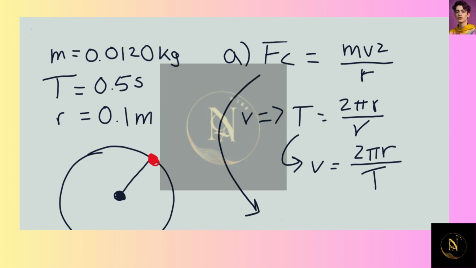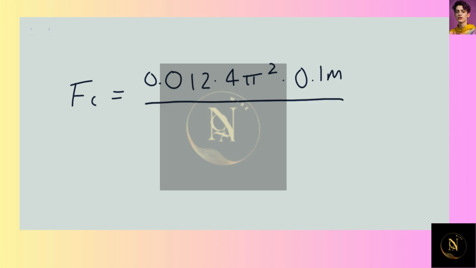Going back to our original equation for force, when we plug in, we find that Fc is equal to 4 pi squared times r over T squared. And these are all quantities that were given. So when we plug in, we get that our centripetal force is equal to 0.012 times 4 pi squared times 0.1 meters, all over our period 0.5 seconds squared.